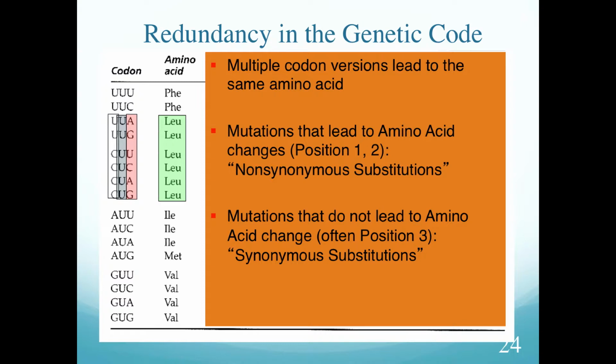Some terminology. Mutations that lead to amino acid changes, so typically changes in positions 1 and 2: if you change a U to anything other than a C, you will change this leucine to something else. Similarly, if you change anything about position number 2, you'll also change leucine to something else. These changes are called non-synonymous substitutions. Mutations that do not lead to amino acid change, this is usually position 3, are called synonymous substitutions.